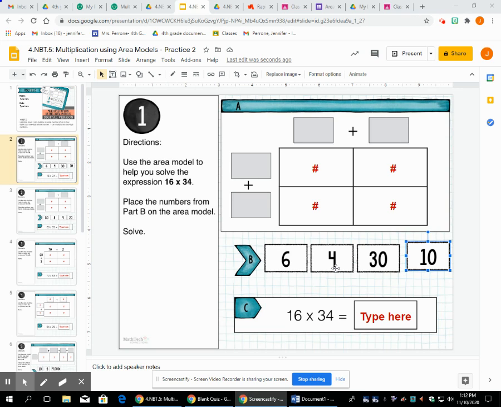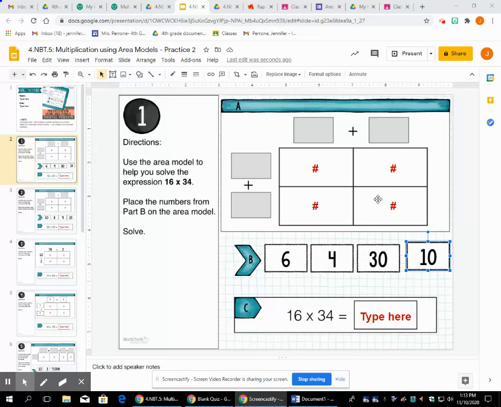Perrone. Today we are going to continue to work on 2-digit by 2-digit multiplication. We're going to use another strategy called the area model. So if you look at our example, 16 times 34, this is how we set up the area model. We're going to make a box. I'm going to divide the box into 4 parts, 4 quadrants.